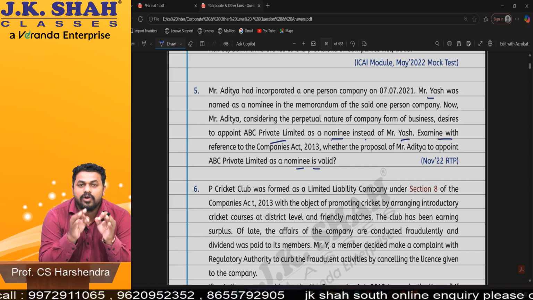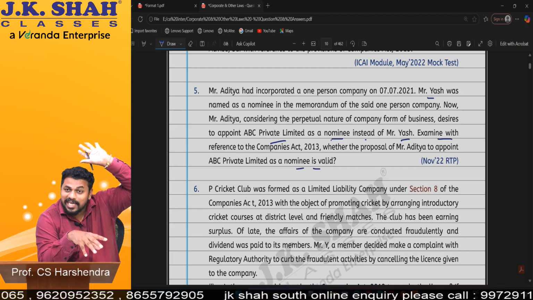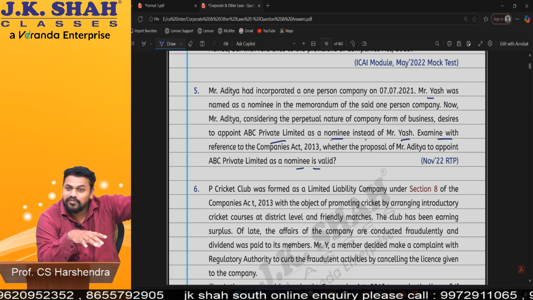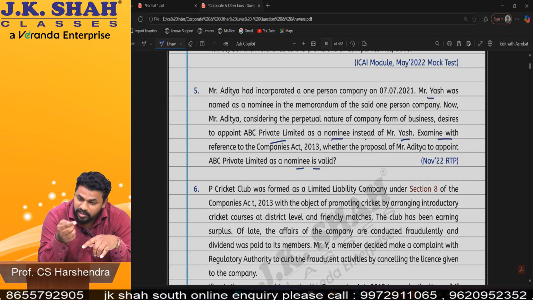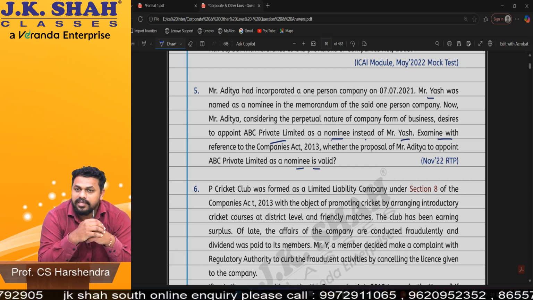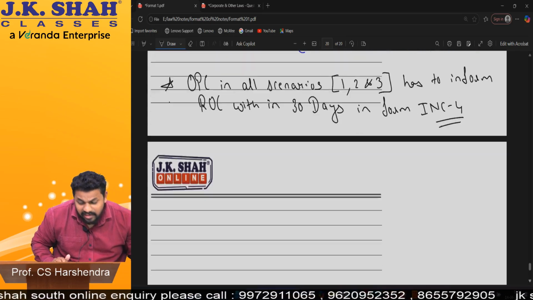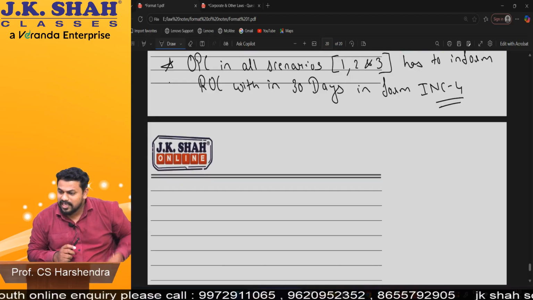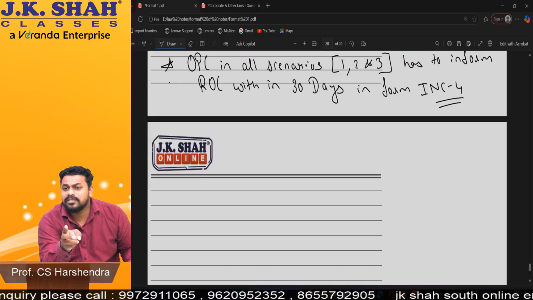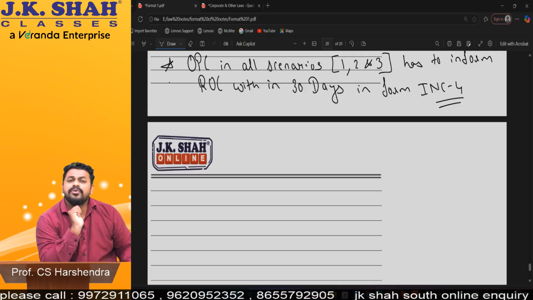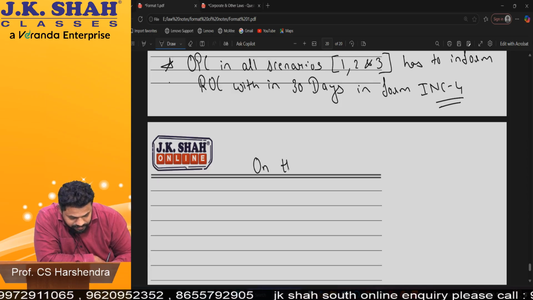So we have officially completed classification of company. Do you remember we started classification of company on the basis of members? Public company, private company, in private, small company, OPC. Clear? Now the next classification is classification on the basis of control.